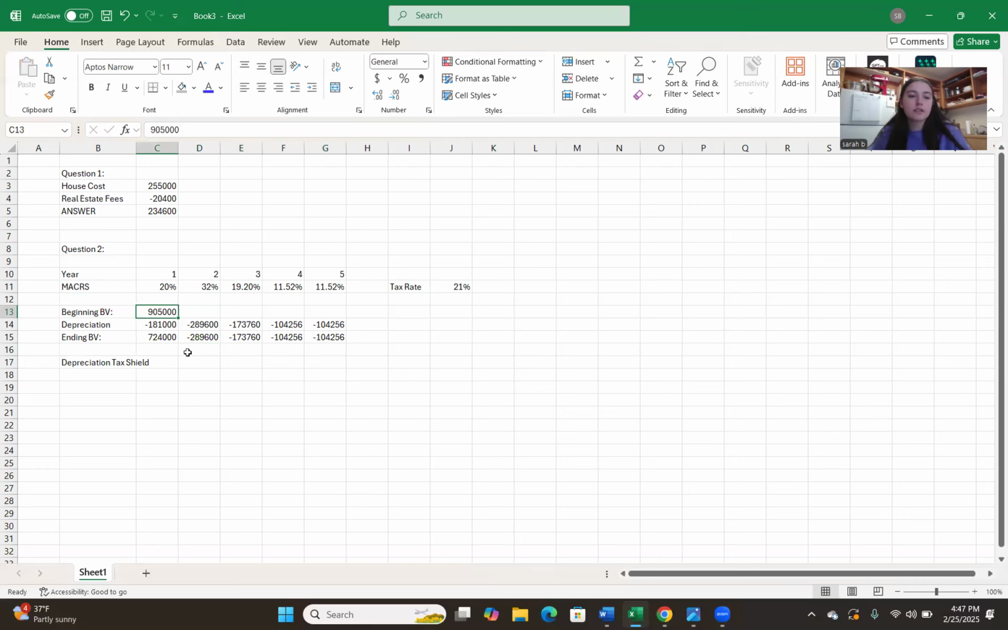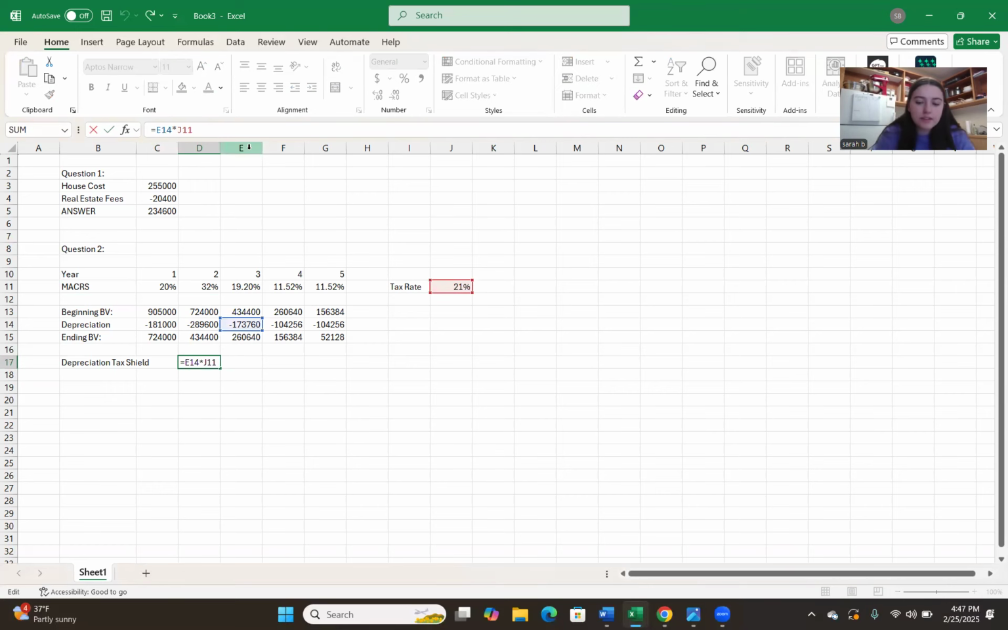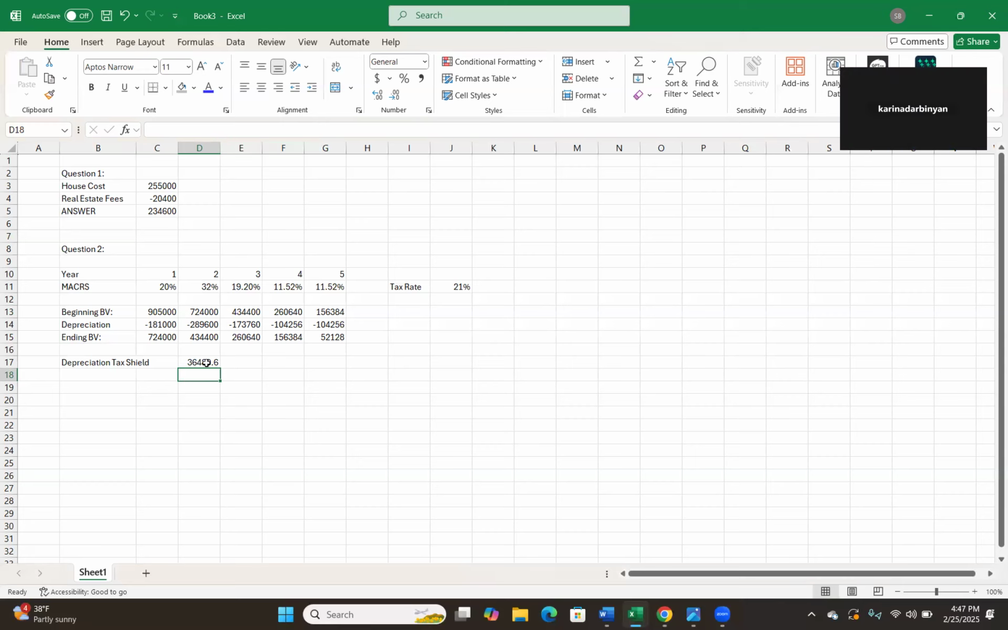Copy that across, and then here I'm gonna make my beginning book value in the second year equal to my ending book value in the previous year. Okay. We want the depreciation tax shield for year 3. So we've got depreciation times tax. We're getting this, but I think it should be positive. Is that right? Someone check me. Okay. Yes, it should be positive. Okay, good.